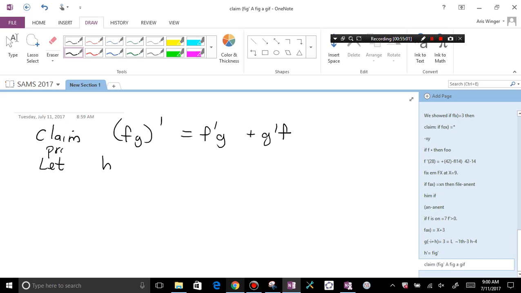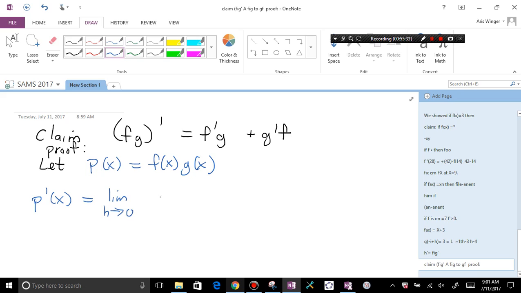Here's the proof. I haven't really defined what a proof is, but a proof is a list of statements all starting from what we suppose to the conclusion that we want, right? So H is a bad letter with the definition I'm about to use. Let's call it P. Let P of X equal F of X times G of X. And I'm interested in the derivative of P. So P prime of X is equal to, we know what this is, it's the limit as H tends to 0 of P of X plus H minus P of X all over H.